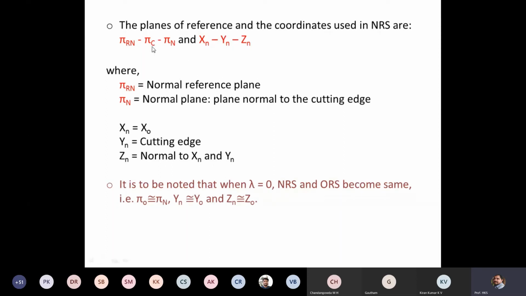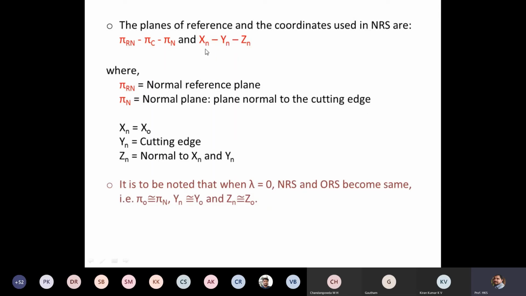So here in case of the NRS system, instead of the orthogonal plane, which is perpendicular to the cutting edge and reference plane, you have a plane which is perpendicular to the cutting edge, not to the reference plane. So this normal plane is not perpendicular to the reference plane. This normal plane is perpendicular to the cutting edge. That is the major difference between ORS and NRS.